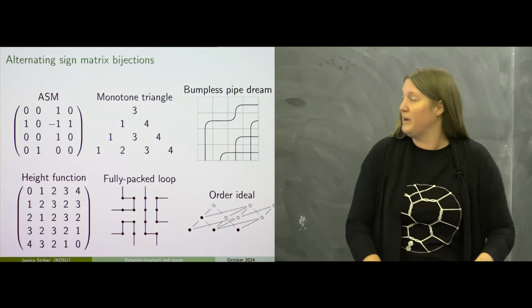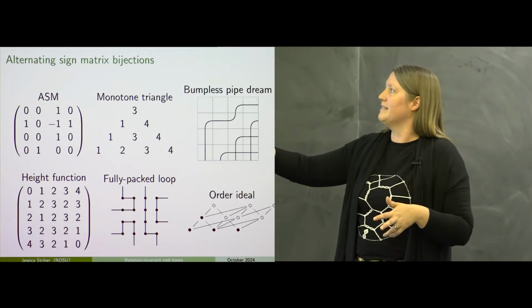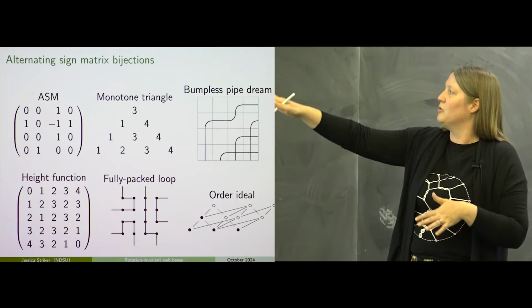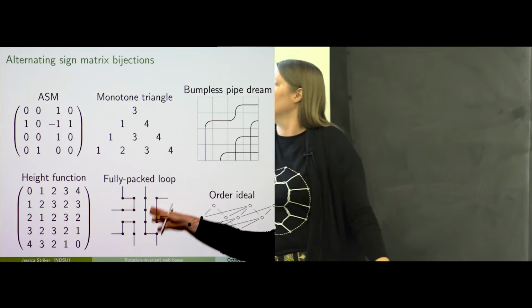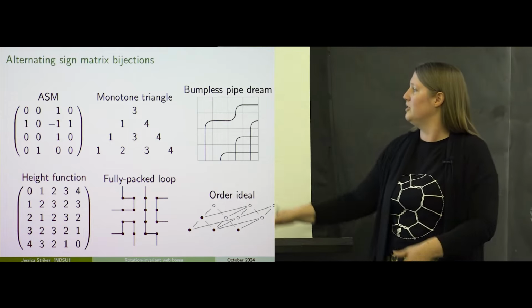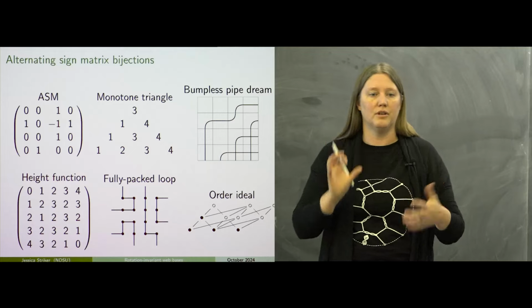All right, but one thing you can do with alternating sign matrices is turn them into lots of other cool looking objects. You can take an alternating sign matrix and turn it into a monotone triangle, something called the bumpless pipe dream, a height function, this thing that looks like a Pac-Man grid, which is a fully packed loop, or you can look at it poset theoretically as an order ideal in a tetrahedral poset.